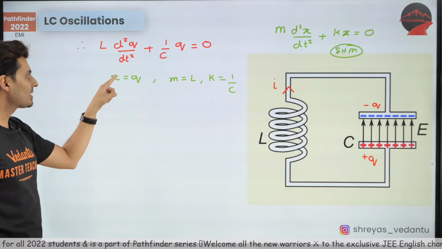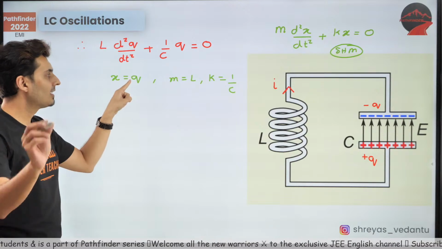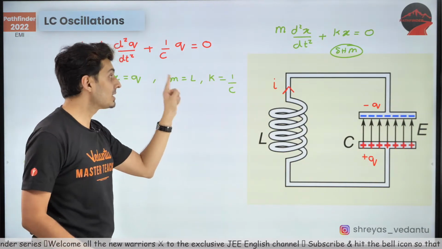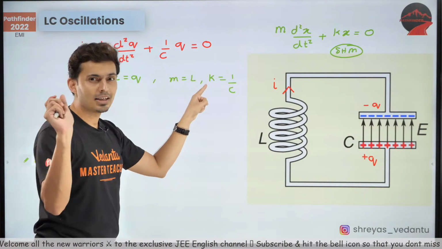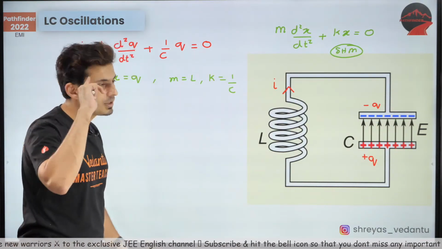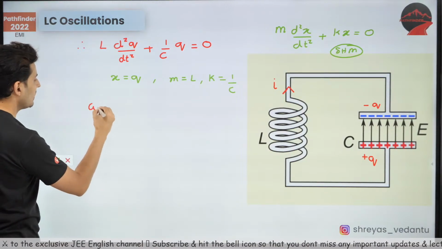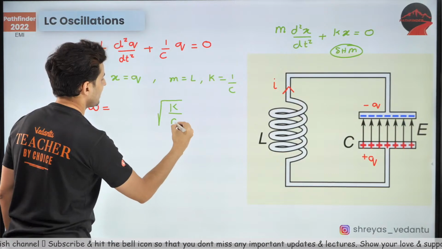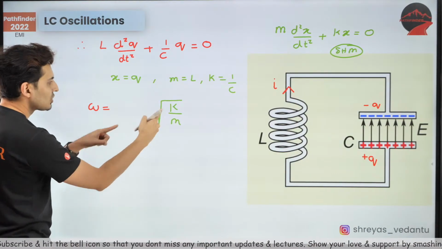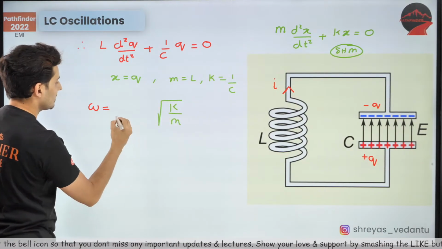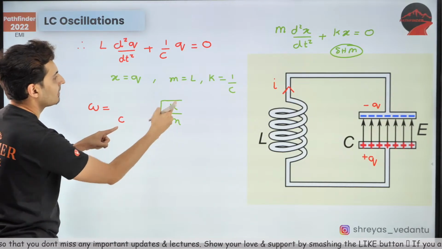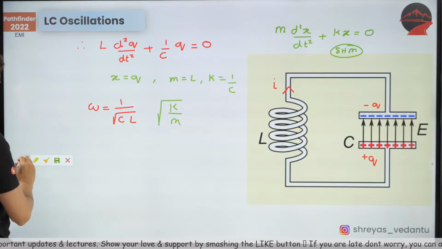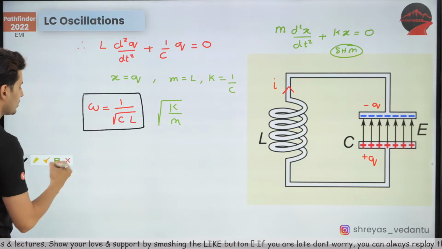In mechanics, position is equivalent to charge in electromagnetism. Mass in mechanics is similar to inductor, which is inertia. Spring constant is similar to 1 by capacitance. Keep this in mind. Now you know what will be omega. Remember, omega was root k by m, correct? So what is k? k is 1 by C, so C will come below. What is m? m is L. So it will be 1 by root LC. So that is the first equation that you should be thinking about.